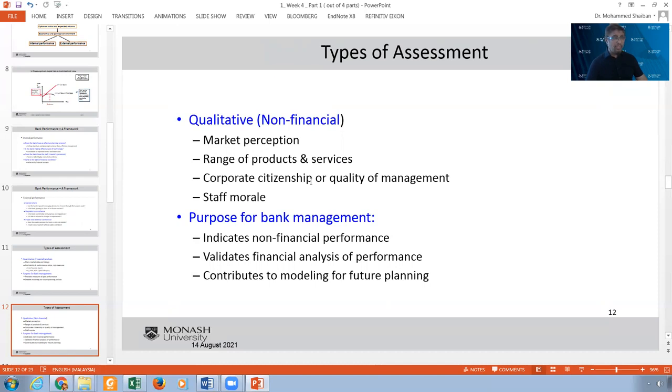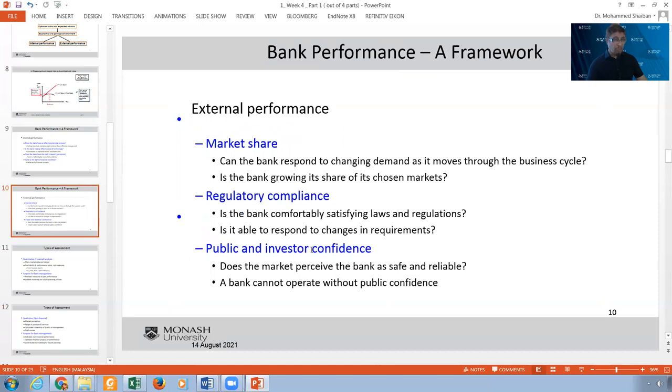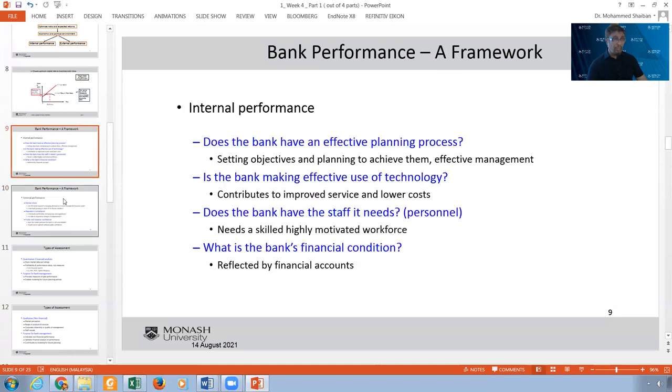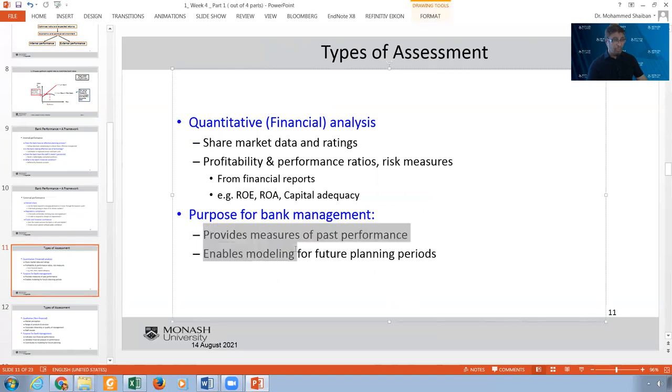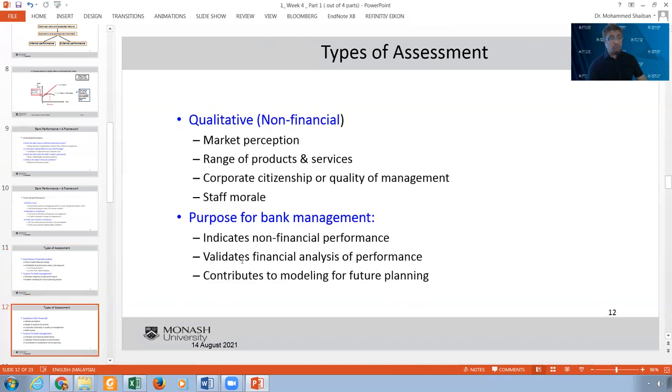But actually, what is the purpose? If the purpose of this quantitative is to see how did we do in the past and what we should do about it in the future, how should we improve it. This one, we use it for a different thing, the qualitative one.